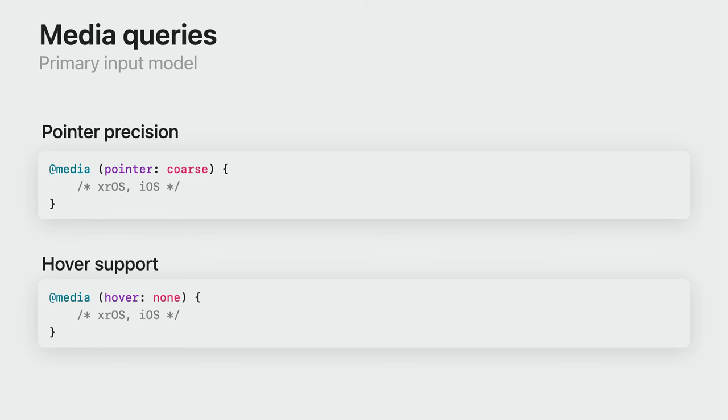Of course, you don't need to worry about low-level pointer events for simple interactions. Safari still triggers click events, and scroll snapping works as expected. When it comes to media queries, this primary input model is similar to a touchscreen. The pointer is coarse and doesn't support hovering. But keep in mind that a trackpad or a keyboard could be connected via Bluetooth.